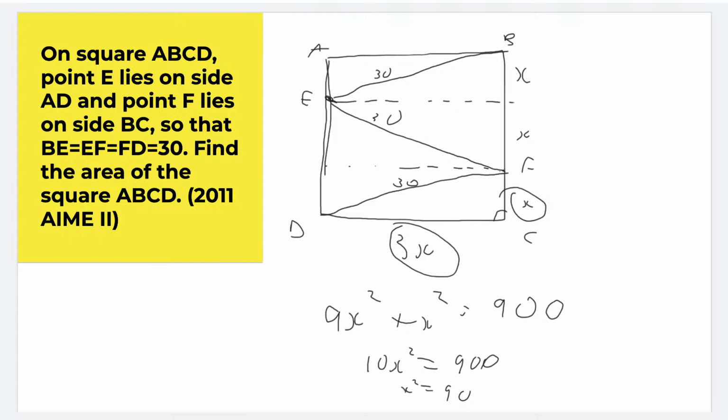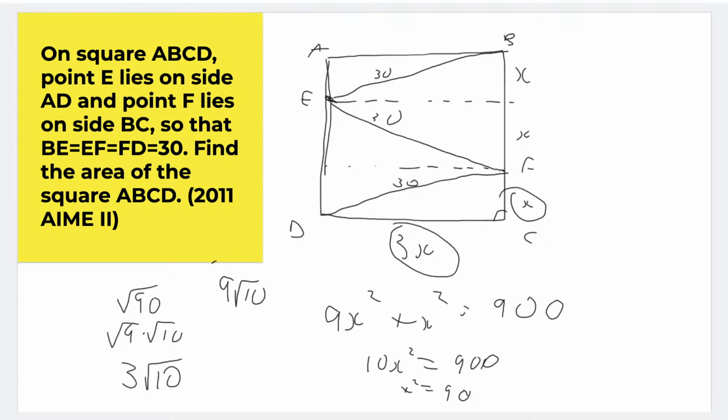So now if x equals 90, we know that x squared equals 90. X is just the square root of 90. This is equivalent to the square root of 9 times the square root of 10, which is 3 square root of 10. Now if that is 3 square root of 10, we need to find 3x. And 3x is just 3 times this, which is 9 square root of 10.